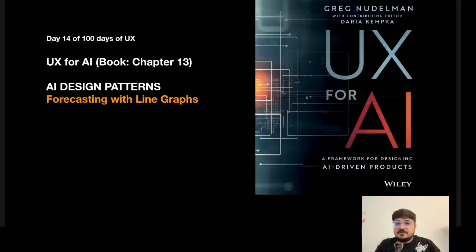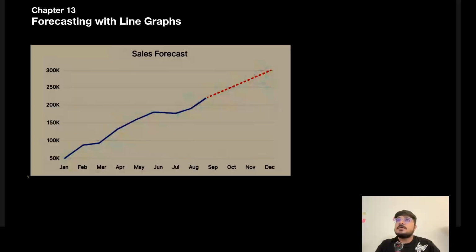Let's start with forecasting with line graphs today. This is a very important pattern where we'll see how forecasting works in the world of AI. If you see this image showing the sales forecast, on the x-axis we have taken the months, that's time, and on the y-axis we have how many rupees or dollars we have earned and how many sales we have done.